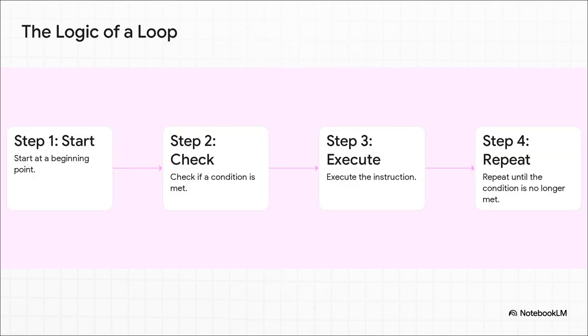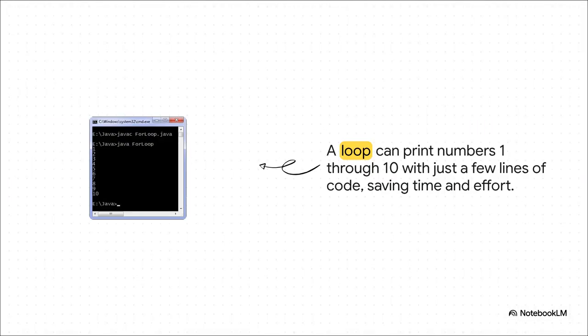And there is. It's called a loop. A loop is basically your own little automation machine. The logic is simple. You give it a starting point, a condition to check for, and an instruction to follow. The computer then does the instruction, checks the condition again, and just keeps repeating that whole process until it's told to stop. And the result is just pure efficiency. Instead of writing 10 separate lines of code to print 10 numbers, a loop does it in just a few. It handles all that boring, repetitive counting stuff for you.